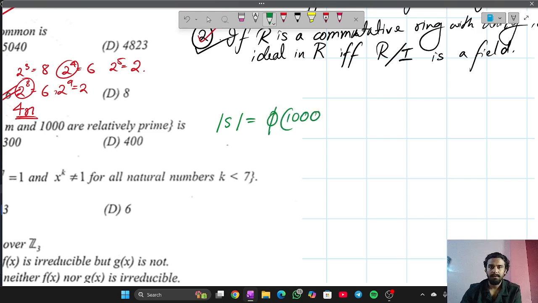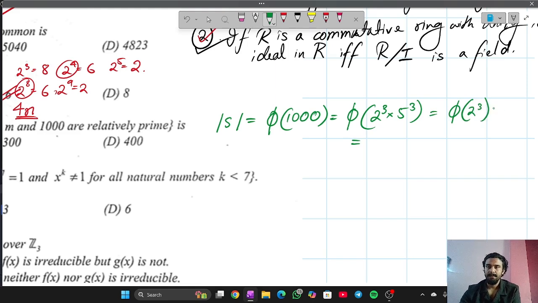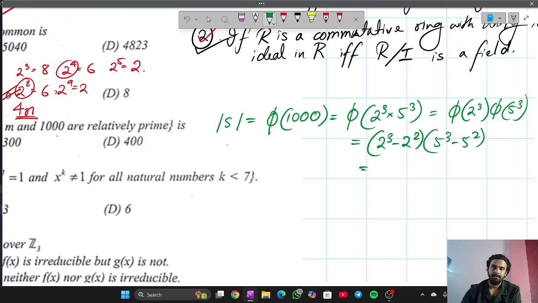So phi of 1000, which is equal to phi of 2 cube into 5 cube, which is basically phi of 2 cube multiplied by phi of 5 cube. So this will be equal to (2 cube minus 2 square) times (5 cube minus 5 square), which is equal to 4 into 100. So 400. So there are 400 relatively prime numbers. This is the way you can solve it.